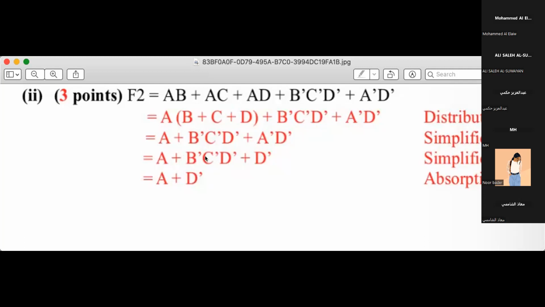And then we have here, again by simplification, A with A complement D, and this is by absorption. Is it clear, Abdulaziz? No? About the first part, BCD, I didn't understand how it vanished.